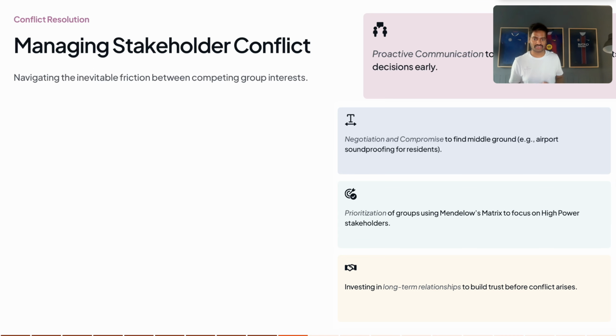Third, prioritization. Use Mendelow's. You can't please everyone, so focus primarily on high power stakeholders. And then, most important, focus on long-term relationships. It's more difficult to get a new customer than to please an unsatisfied customer. So build trust before a crisis. If you've treated suppliers fairly for years, they'll be more understanding when you hit a cash flow problem. And conflict isn't always bad. It can surface hidden problems and lead to better solutions, but ignoring it is a recipe for disaster.